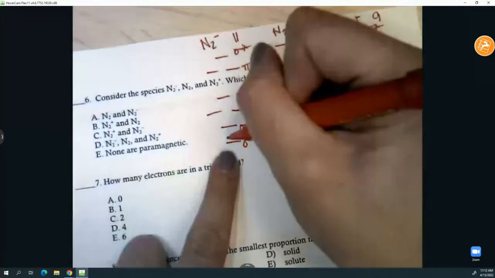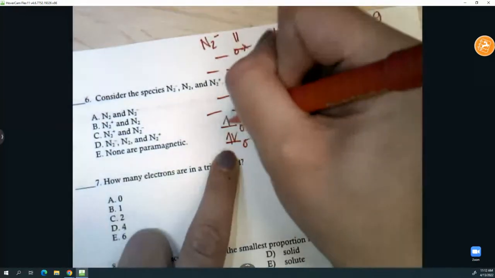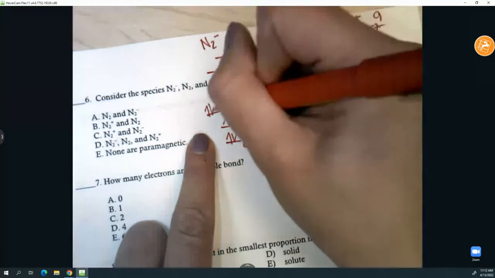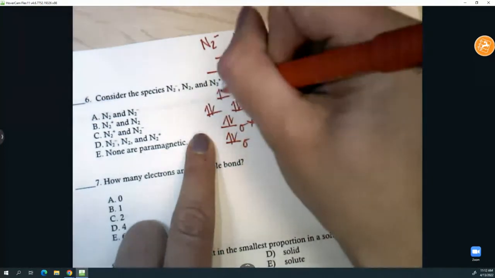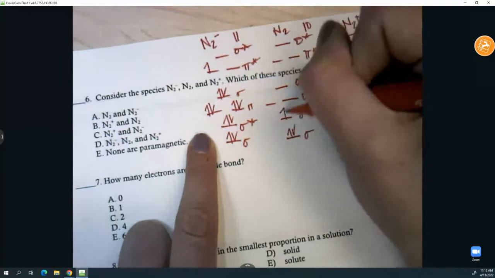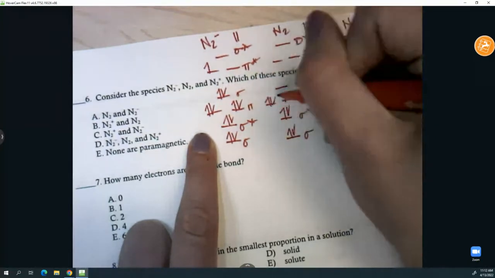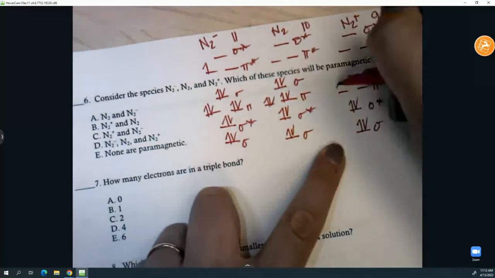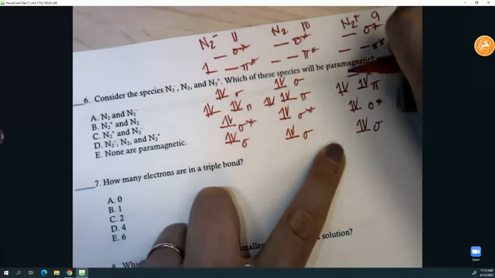So 11 electrons, 1, 2 on the bottom, 3, 4. Then I go across 5, 6. Then I go back and fill it in, 7, 8, 9, 10, 11. 1, 2, 3, 4, 5, 6, 7, 8, 9, 10. And 1, 2, 3, 4, 5, 6, 7, 8, 9.